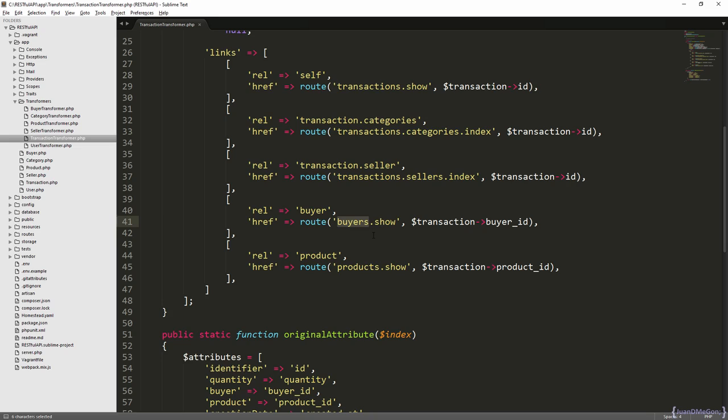So now we have completely implemented the HATEOAS links for the transaction transformer. See you in the next class.